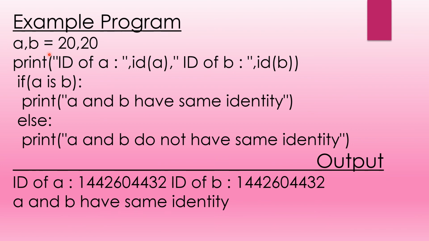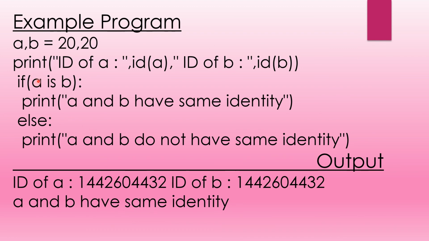Example program: a, b. a is 20 and b is 20. Print id of a, id of b. You will see here id of a is this, id of b is this. If a is b, that means if both are equal, you can see both are equal. So what will be printed? You can see that this will be printed: a and b have the same identity.